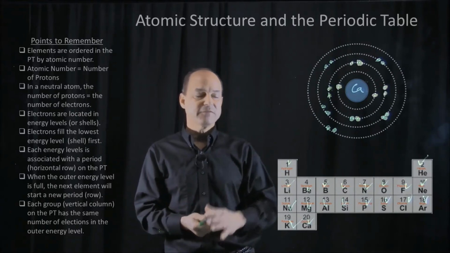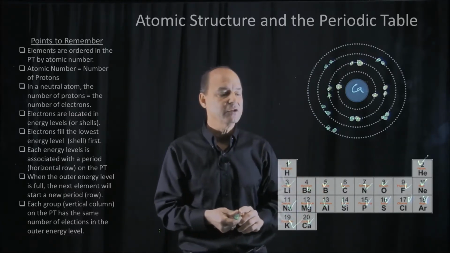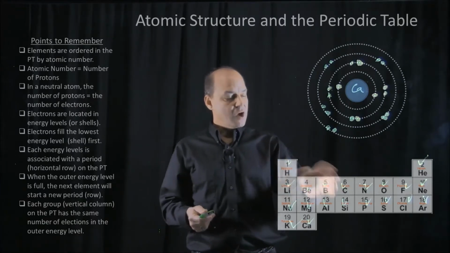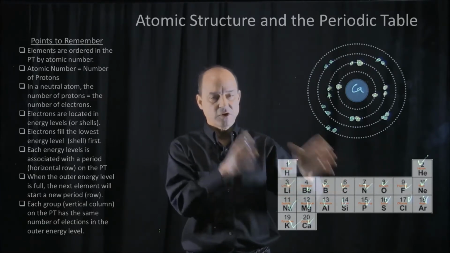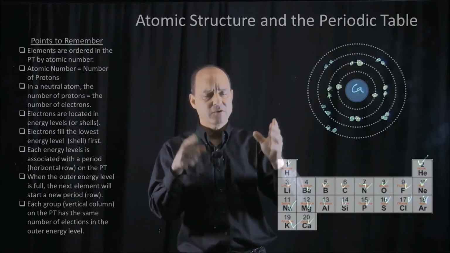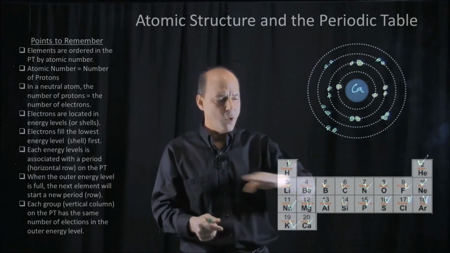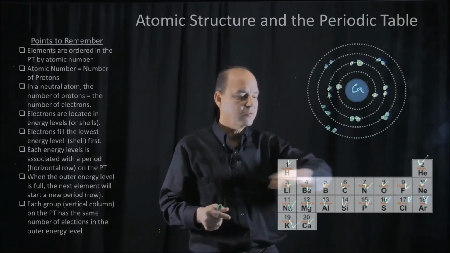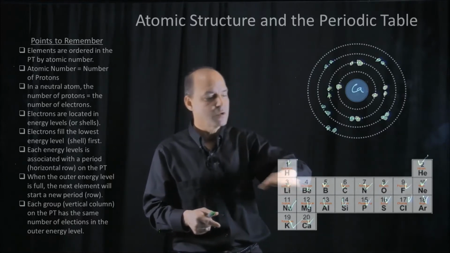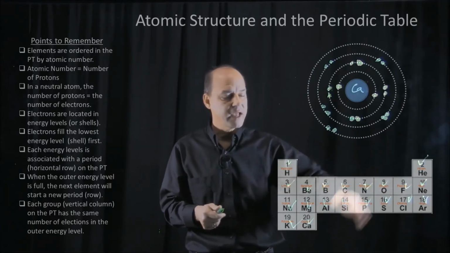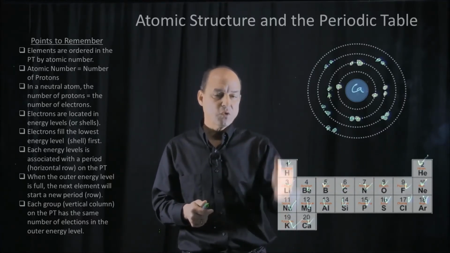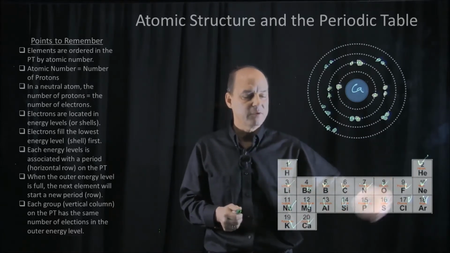Each group, each vertical column, then, this is something new I haven't talked about. Just make sure you got your head right when we're talking about groups and periods in the periodic table. The horizontal rows, a row is horizontal, like the horizon, are periods in the periodic table, and then groups are the columns in the periodic table.